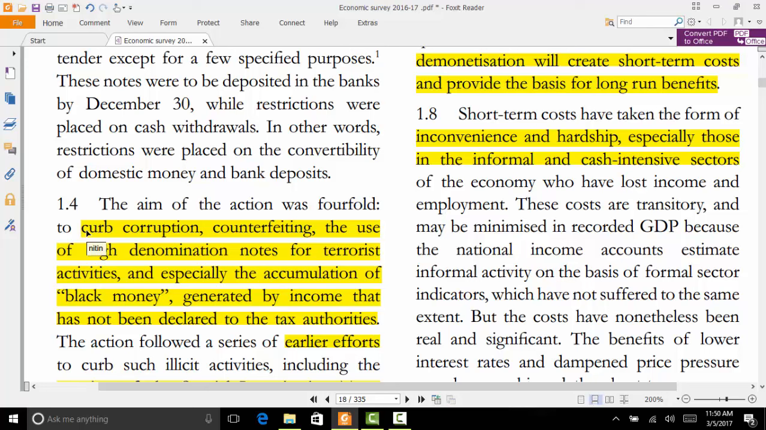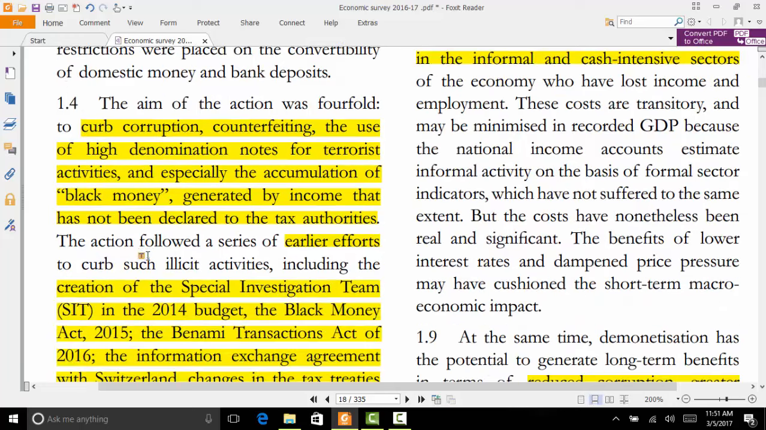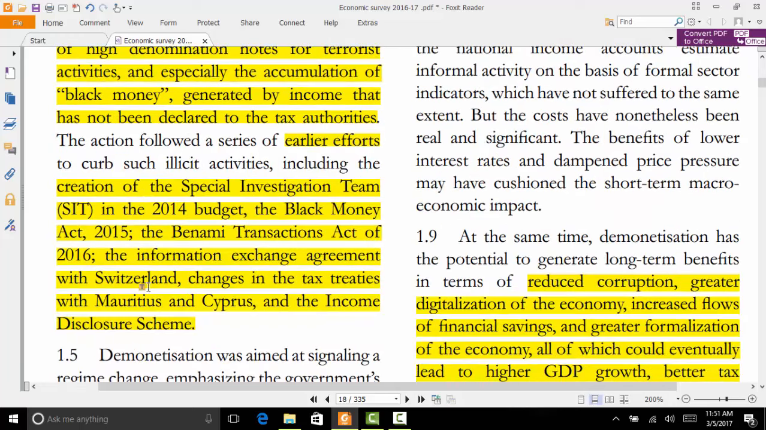So the aim: curb corruption, counterfeiting, use of high denomination notes for terrorist activities, especially the accumulation of black money generated by income that has not been declared to the tax authorities. So these are fourfold objectives: curb corruption, curb counterfeiting, curb the use of these notes for terrorist activities, and finally black money. So for these four things this was the main objective. There were certain earlier efforts that have been done for this.